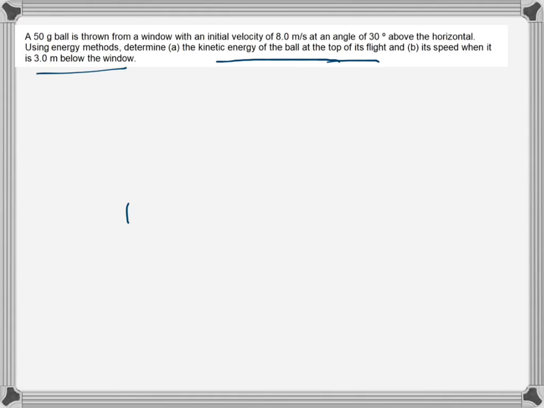So the scenario is something like this. Maybe this is a window, and this is thrown upwards from the window. It goes up and then comes down, and there are positions where we have to find a few things. Find actually just one thing here: the kinetic energy at the top position. This drawing is incorrect, but let's just assume this is the flight and this is the top position.